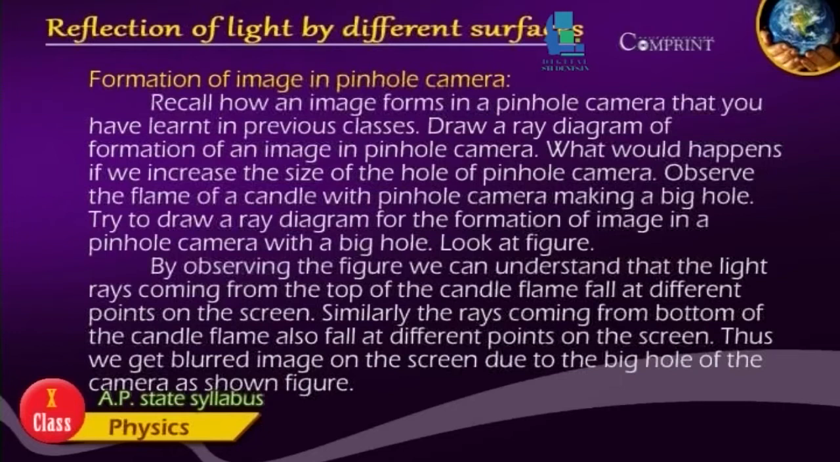Look at the figure. By observing the figure, we can understand that the light rays coming from the top of the candle flame fall at different points on the screen. Similarly, the rays coming from the bottom of the candle flame also fall at different points on the screen. Thus, we get a blurred image on the screen due to the big hole of the camera, as shown in the figure.